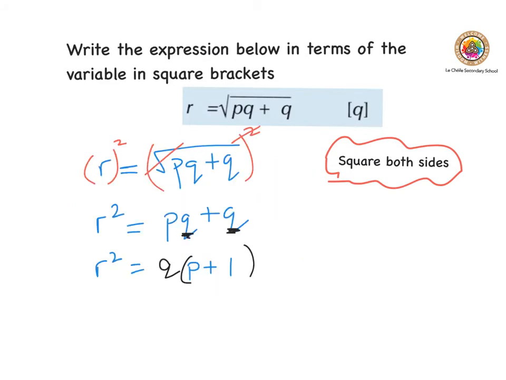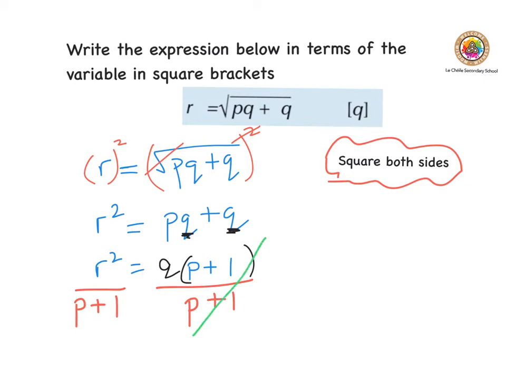Okay, and again, progressing on now, in order to get q on its own, well, I would need to divide this side by p plus 1, so I can cancel that down. So if I do that on the right hand side, I need to do it on the other side. Okay, so now I can see, well, the p plus 1s, they cancel.